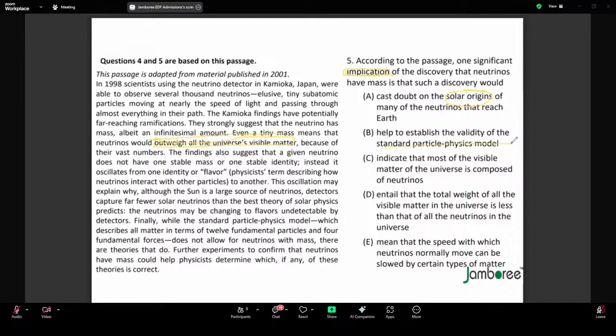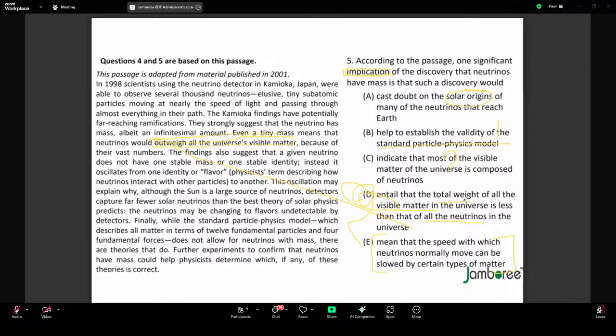Standard particle model. Visible matter is composed of neutrinos. Well, entail total weight of all visible matter in the universe is less than the mass of neutrinos. So this is what they were trying to say. This looks better. Mean that the speed at which neutrinos normally move can be slowed down by certain types of matter. Okay, unless I'm reading something else, this is definitely not given. So D makes more sense.